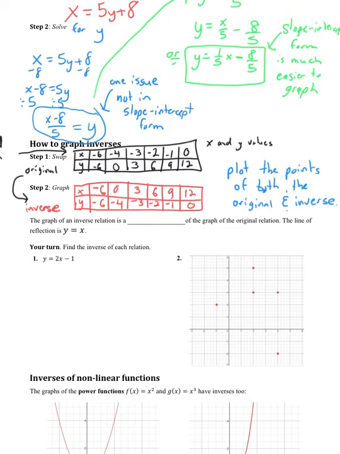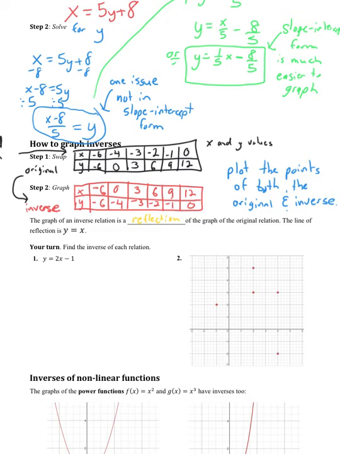Okay. One thing to note is the graph of an inverse relation is a reflection of the graph of the original relation. And the line of reflection is y equals x. I'll talk about that a little more when we do these 2 examples. But I want you guys to work on examples 1 and 2 right now. Try those 2 out.